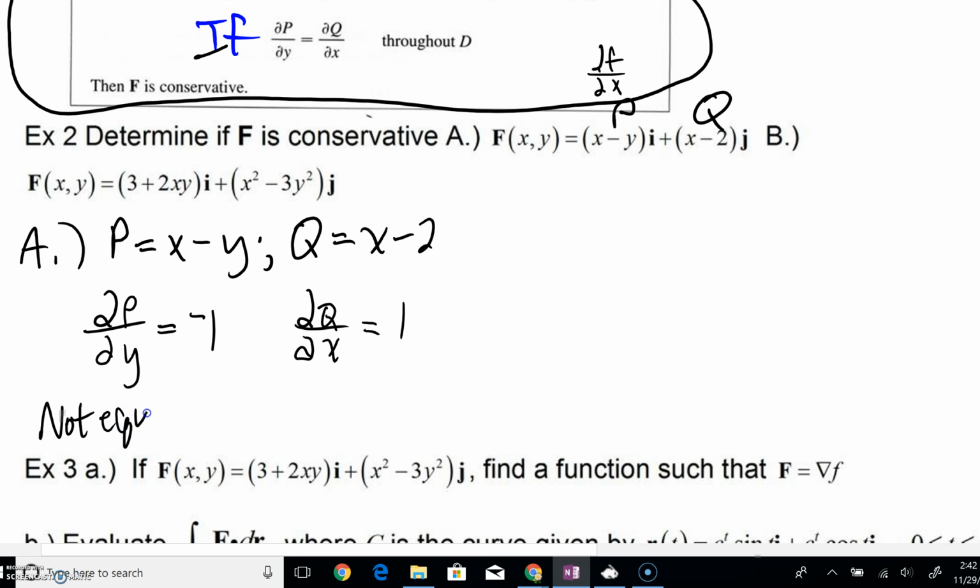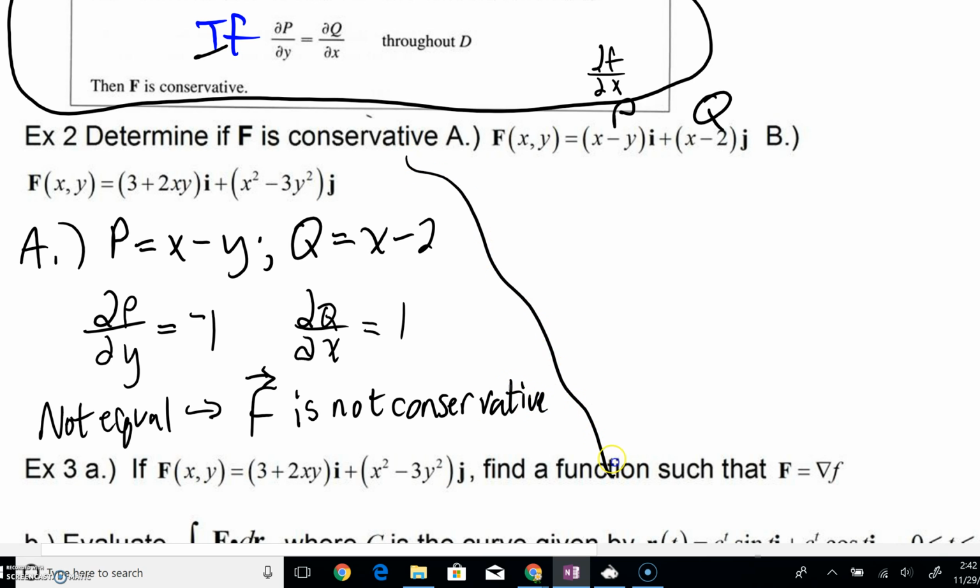What does that mean? Well, it means that F, our vector function that's determining the vector field, is not conservative. What does that mean? We can't use that shortcut that we did on the front page.